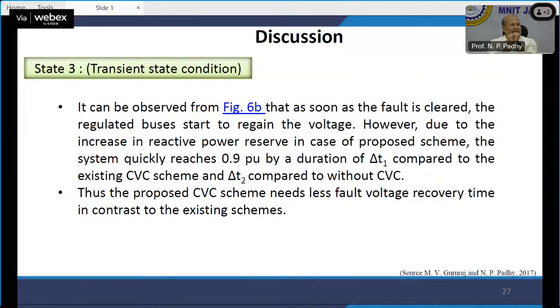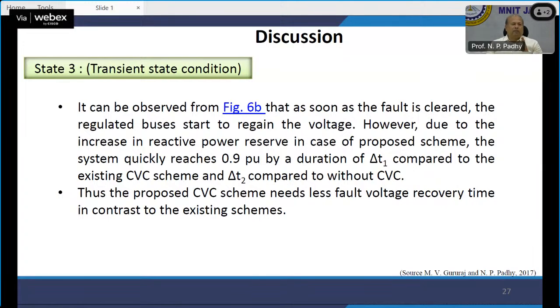The system could contain that voltage collapse because of these grid converters evacuating the reactive power. And by the time you clear the fault after 150 milliseconds, the system becomes normal and you can bring back your DC microgrid to action. So as soon as the fault is cleared, the regulated bus starts to regain its voltage. However, due to the increase in reactive power reserve, in case of the proposed scheme, the system quickly reaches 0.9 per unit by a duration of delta T1 compared to the existing CBC scheme. This is just for highlighting your article actually.